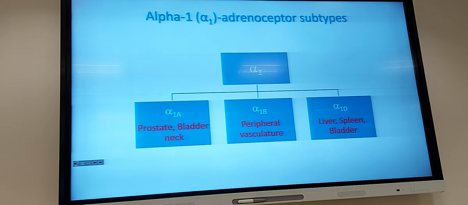So subtypes of alpha 1 receptors, we have alpha 1A, alpha 1B, and alpha 1D. As you can see, alpha 1A is predominantly in prostate, bladder, neck. So this is the subtype of alpha 1 receptor which is predominantly there. So in urinary bladder, neck, and prostate, we have which type of receptor? 1A. Yeah. So alpha 1A. Alpha 1B is in peripheral vasculature, and alpha 1D is not our focus today, but it's also present a little bit in bladder as well as liver and spleen.